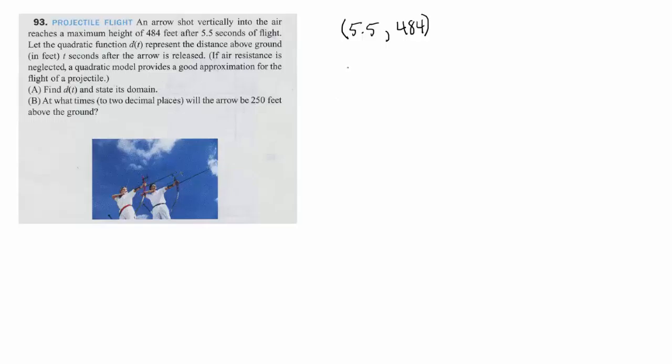So the first thing that I'm going to do is write what I know. I know the vertex, so I know that d of t is equal to some value of a times t minus 5.5, which I'm going to write as 11 halves, squared, and that is the horizontal shift to the 5.5, plus 484. And now what I'm going to do is plug 0 in for t, and if we haven't shot the arrow yet, we know it's 0 feet off the ground. So here, if we plug 0 in for t, we need d of t to be 0, and then we're going to solve for a.